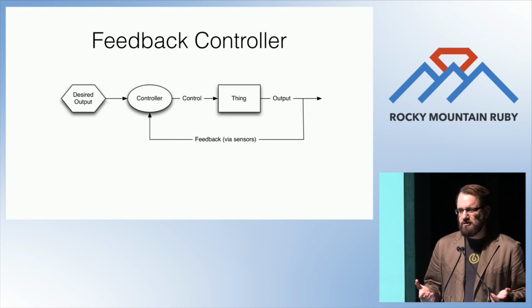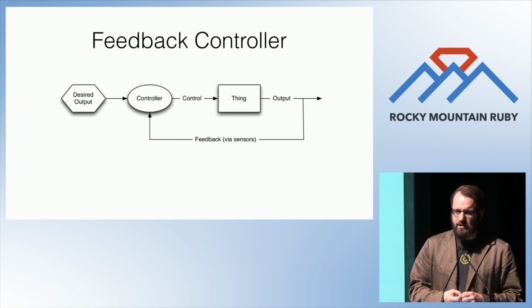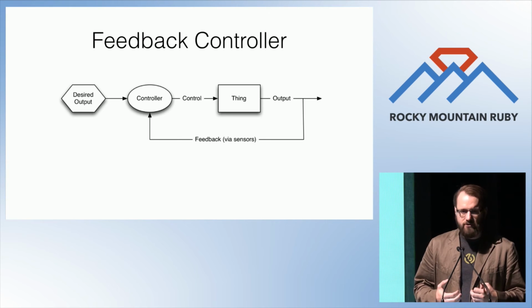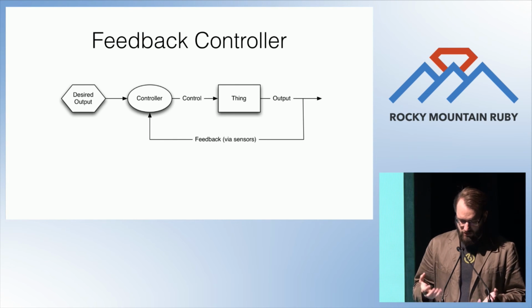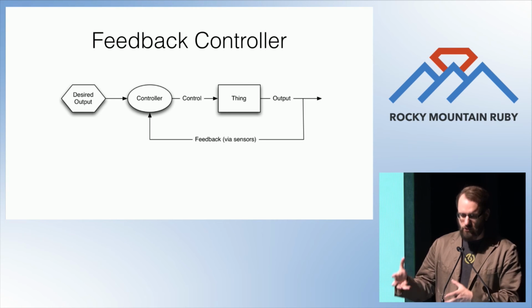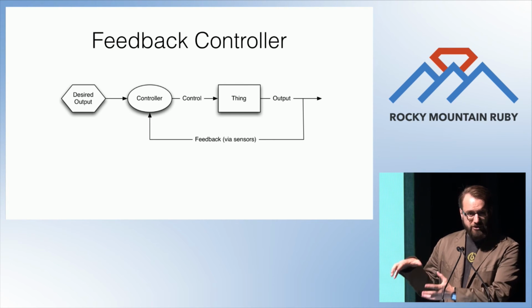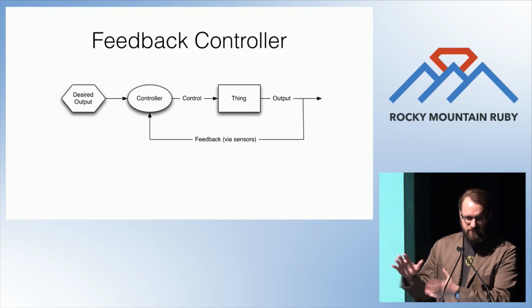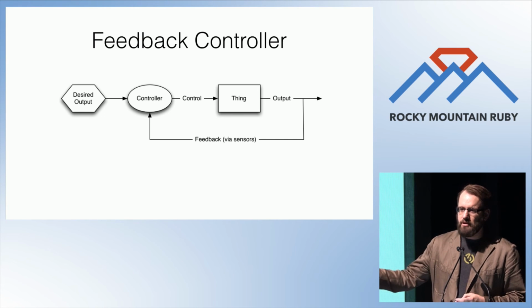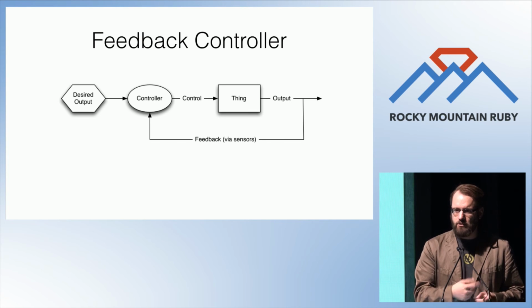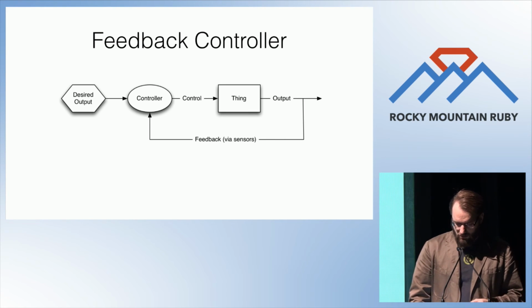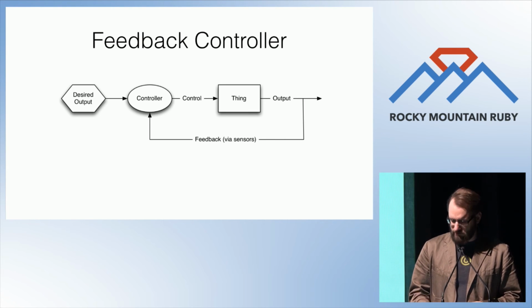So again, in aerospace engineering, we have this thing we call the feedback controller. We start with a desired output, we implement a controller, the controller turns that desired output into a control, that controls the thing, it does its thing, and you get an output. And then you take that output and feed that back into the controller, feedback. And you usually do that via sensors.